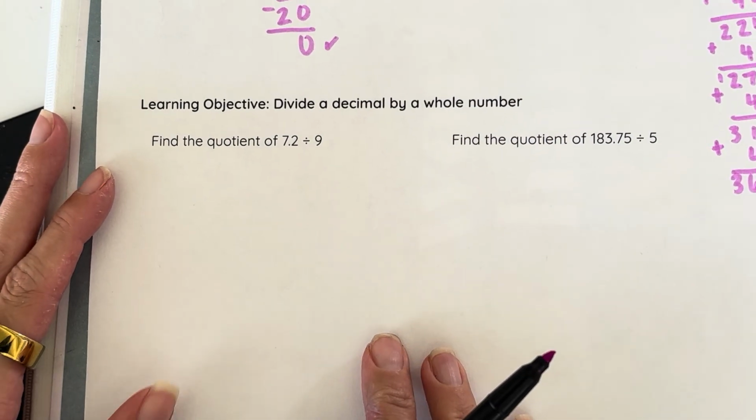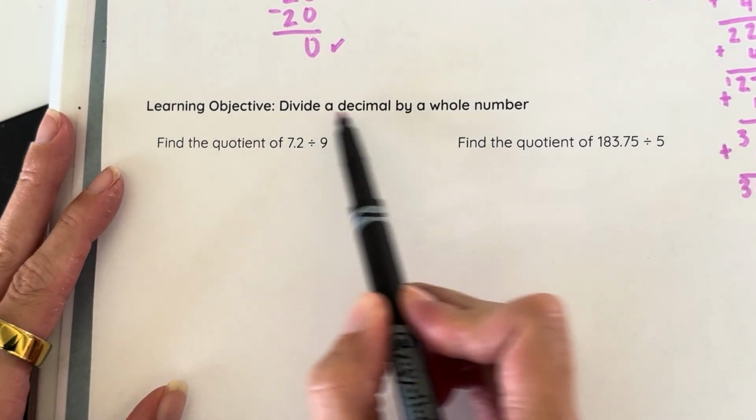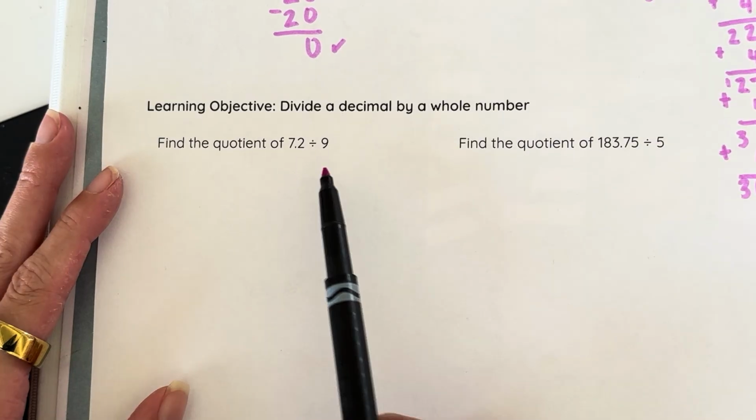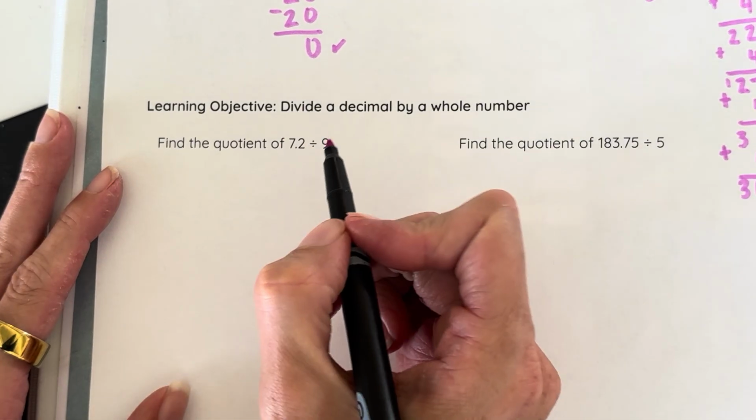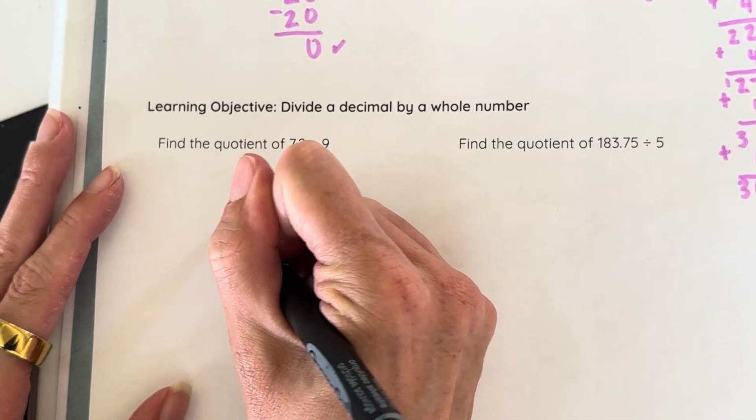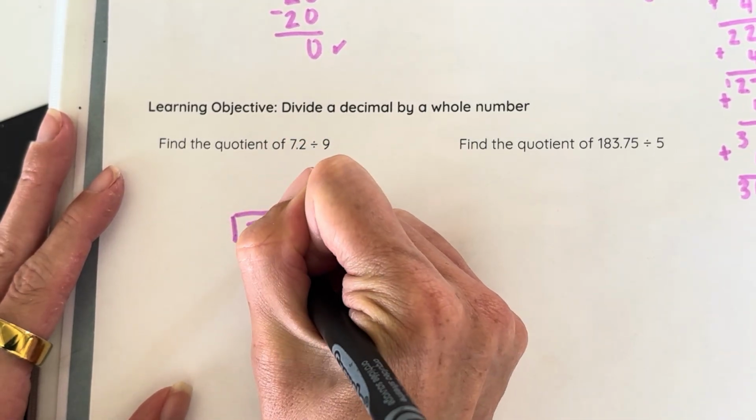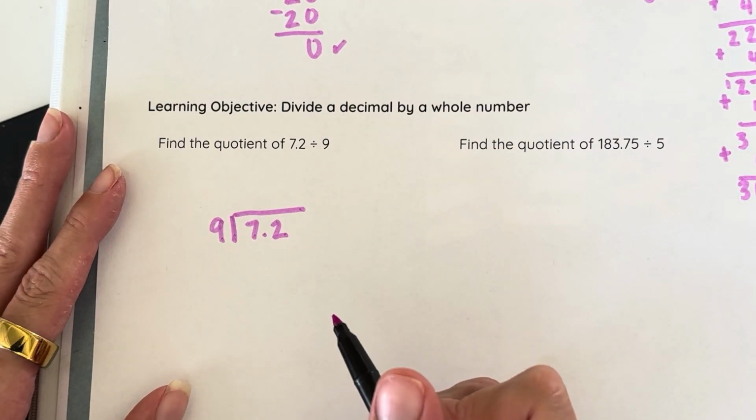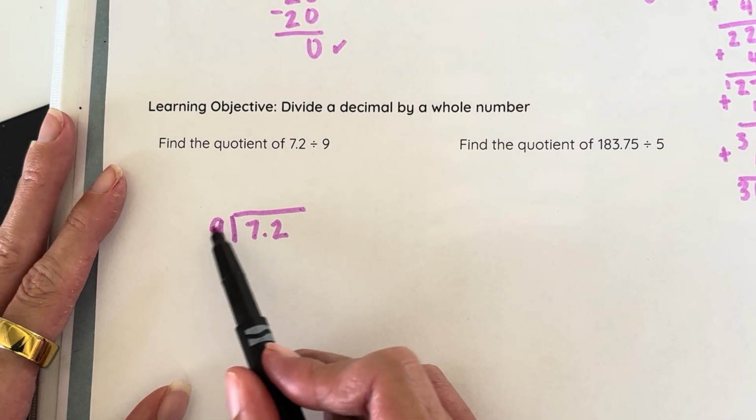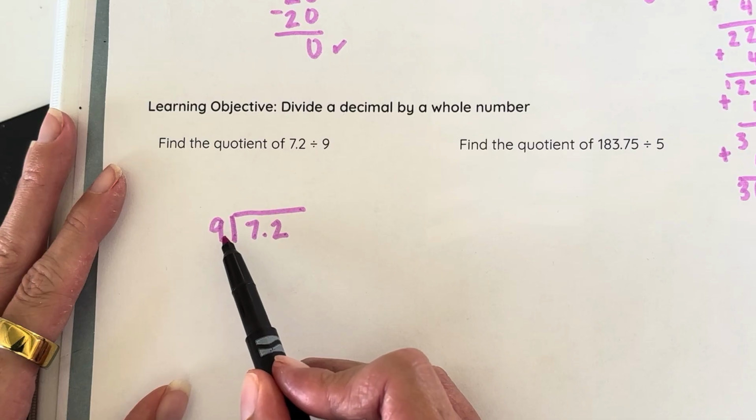Now I'm ready to move on to my next learning objective, where I'm going to divide a decimal by a whole number. I have 7 2/10 divided by 9. My first number goes in the house, and I'm going to divide by 9. And I know that there's no decimal in my divisor, so I don't have to move the decimal.